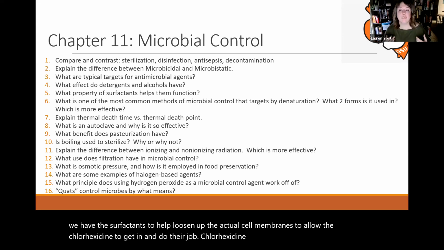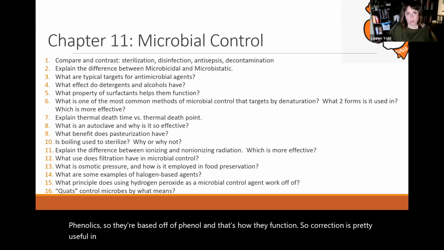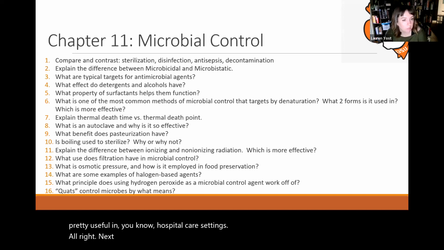Chlorhexidines are phenolics, so they're based off of phenol. That's how they function. So chlorhexidine is pretty useful in hospital care settings. All right, next thing, the most common methods for microbial control.